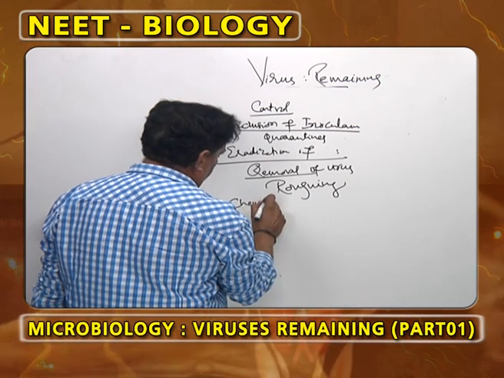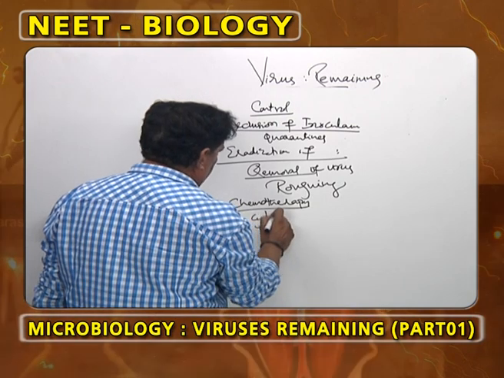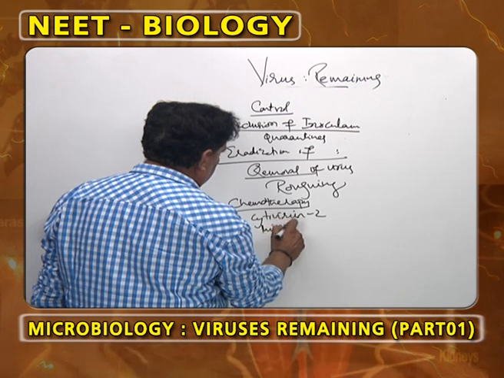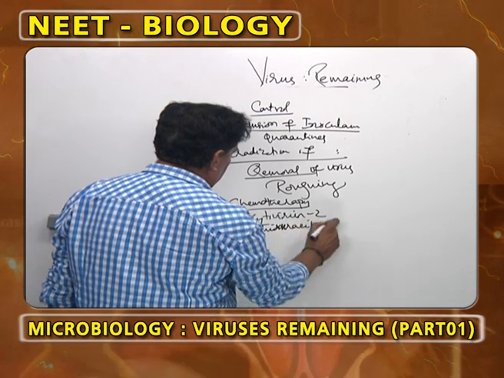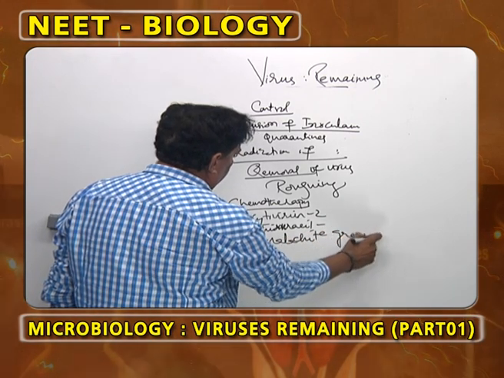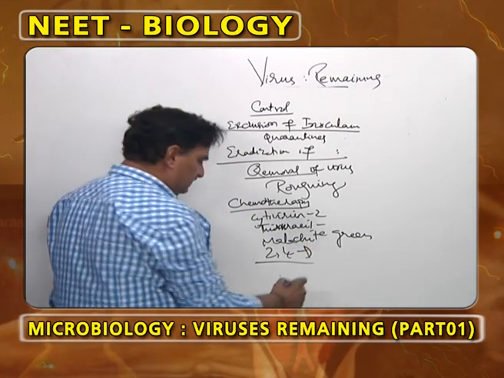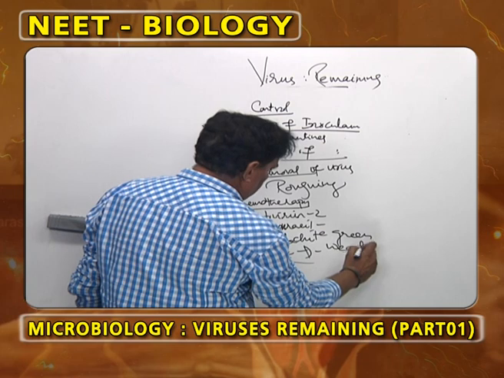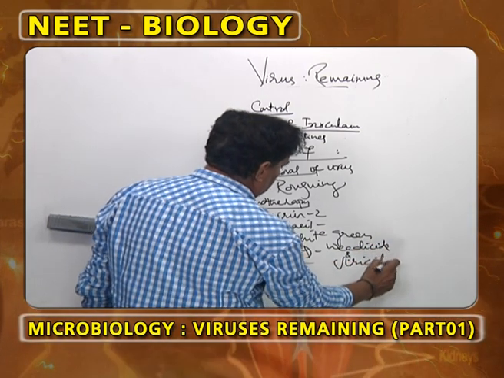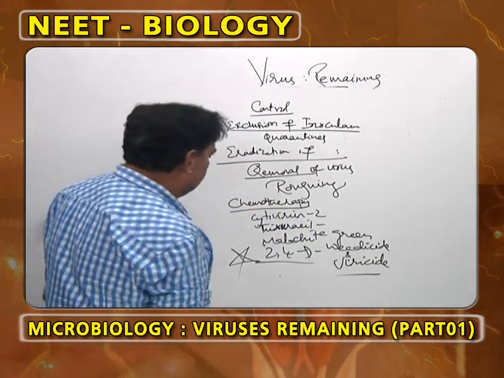Then chemotherapy. Chemotherapy means various chemicals are used like cytovirin, 2-thiouracil, malachite green, 2,4-D. 2,4-D is 2,4-dichlorophenoxyacetic acid. It is both weedicide and viricide. So, 2,4-D is both weedicide and viricide.